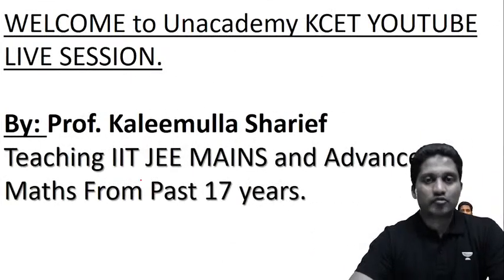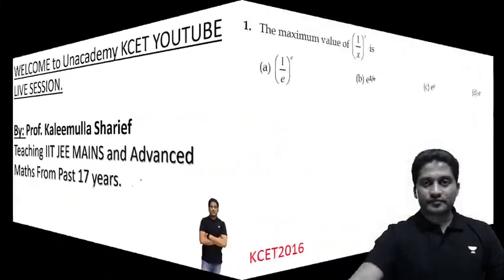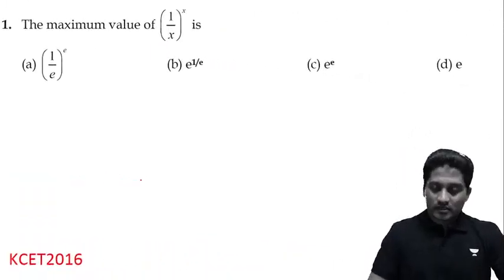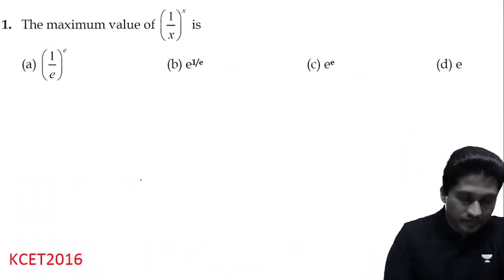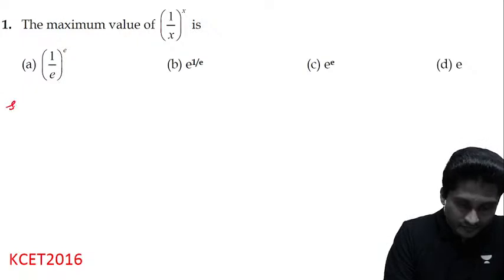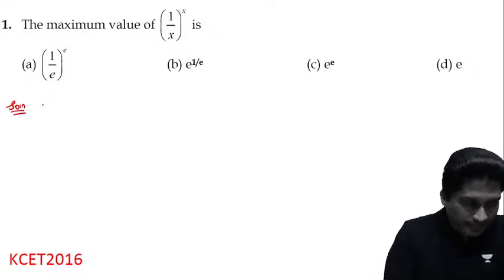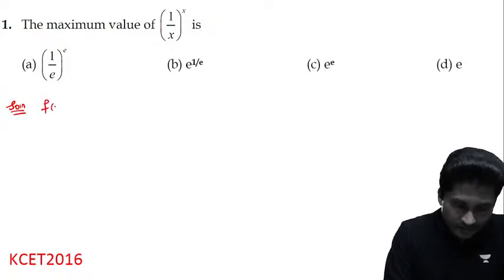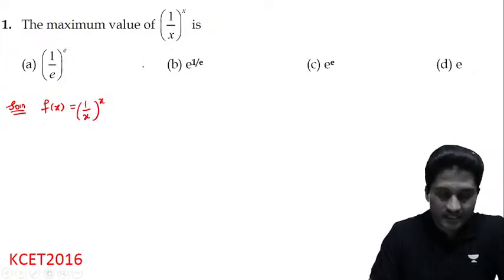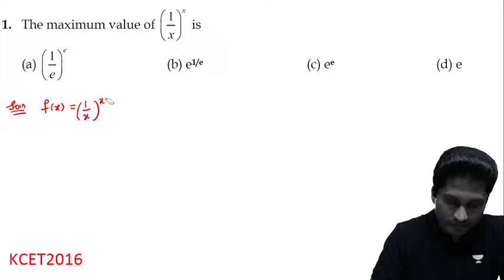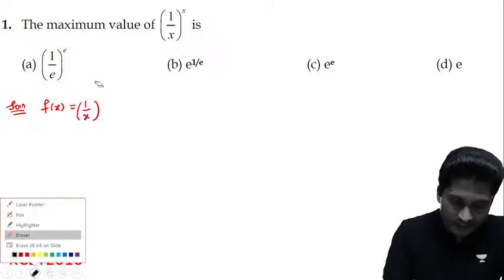So we will start with the 2016 paper. Question number one. I'm supposed to find the maximum value of (1 by x) whole power x. Now f(x) is equal to (1 by x) whole power x. The exponent is a function of x, so you can't differentiate directly. You take log on both sides and use logarithmic differentiation.